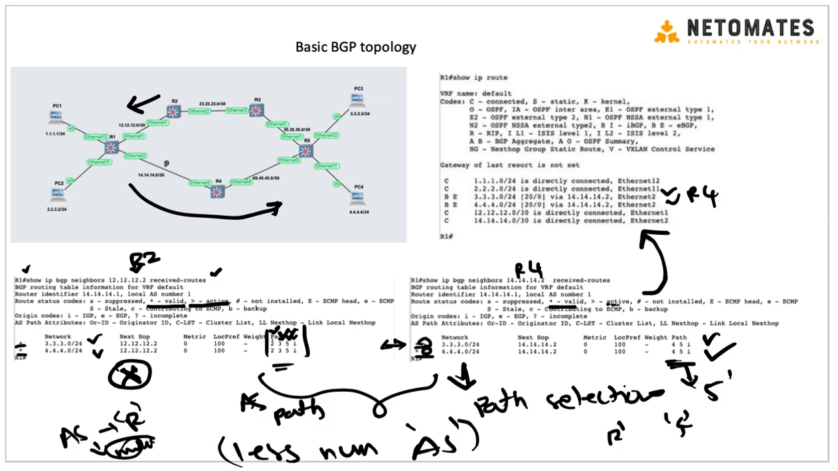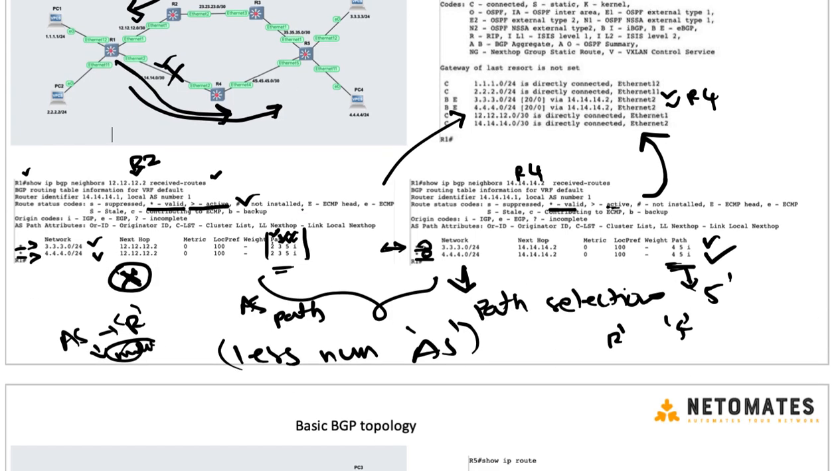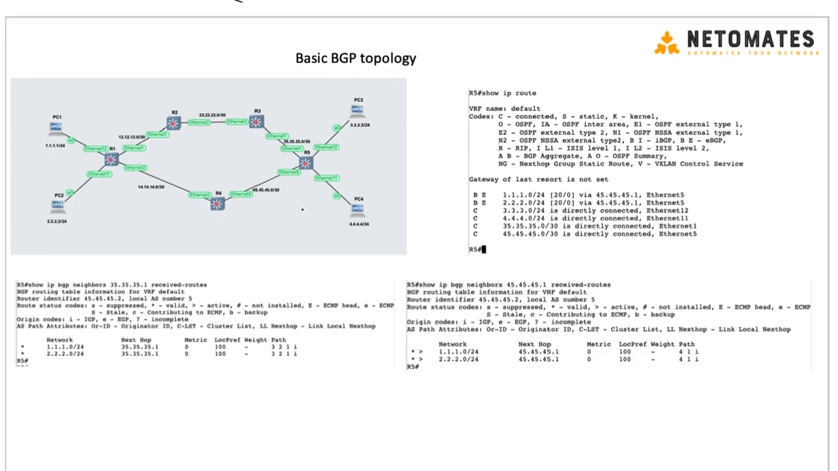So if something happens with this link, then obviously there will be only one route available, and this will become the active route, and they will be added into the routing table. But when everything is working fine with these two BGP sessions, the active path will be going this way. Similarly, you can see the same thing on the R5 side.